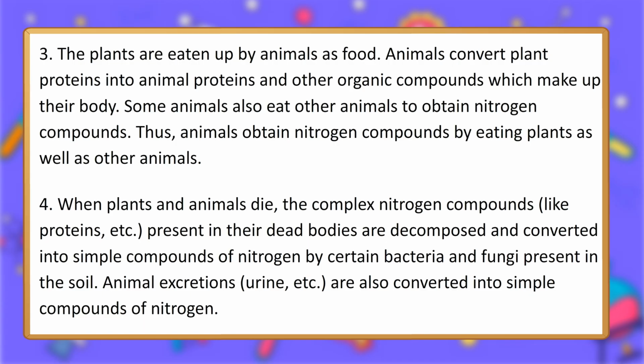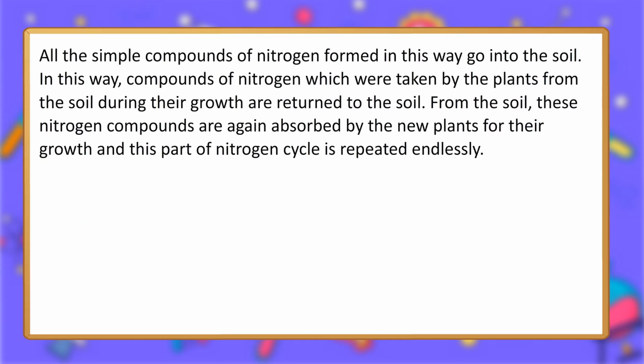4. When plants and animals die, the complex nitrogen compounds, like proteins, etc., present in their dead bodies are decomposed and converted into simple compounds of nitrogen by certain bacteria and fungi present in the soil. Animal excretions, urine, etc., are also converted into simple compounds of nitrogen.